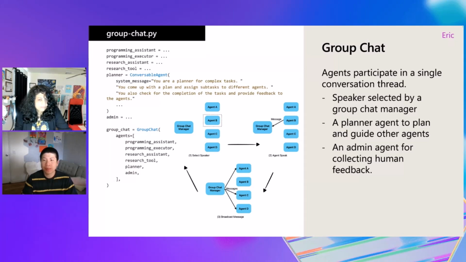First, you might have noticed that we put the programming assistant and programming executor agent from the previous 2-agent chat into the group chat. Second, we also added a research assistant and research tool agent to perform research with a web search tool. Third, and this is the most important one, we added a planner agent. The planner agent has a system message that says, you're a planner for complex tasks. You come up with the plan and assign subtasks to different agents. You'll also check for the completion of the task and provide feedback to the agents. So this system prompt gives the planner the capability to decompose a complex task into multiple subtasks, and this allows it to guide other agents to complete the subtasks and check for progress. Last but not least, we also added an admin agent to the mix to allow human feedback when necessary.